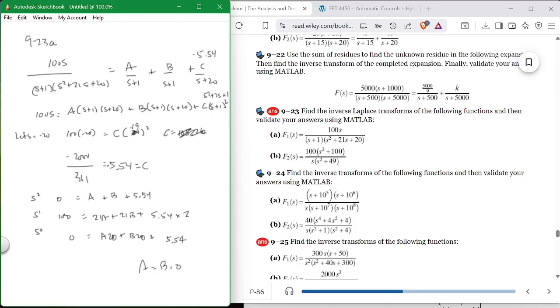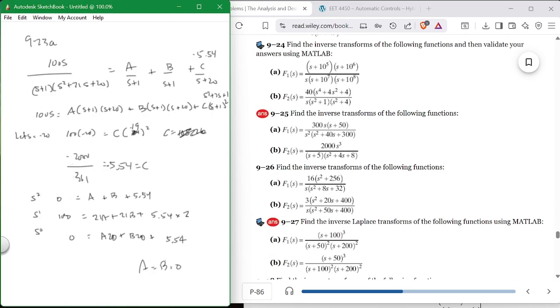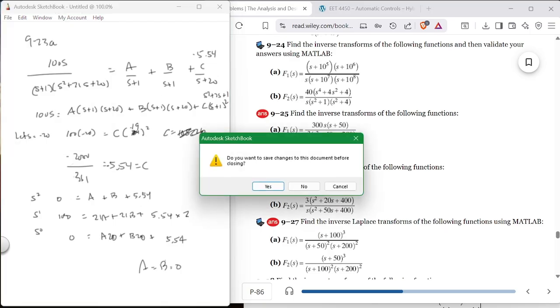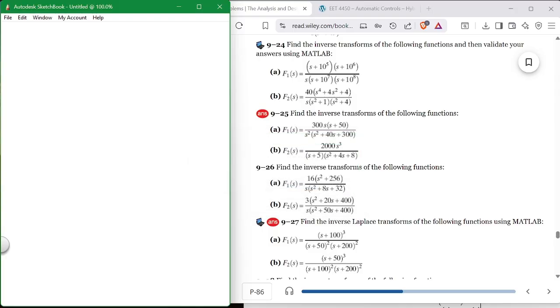Okay, 25. We're going to 25. All right, now this one is different. Okay, this one is a different one. What's the deal here? 2000 s cubed over s plus 5 times s squared plus 4s plus 8. What's the deal here?